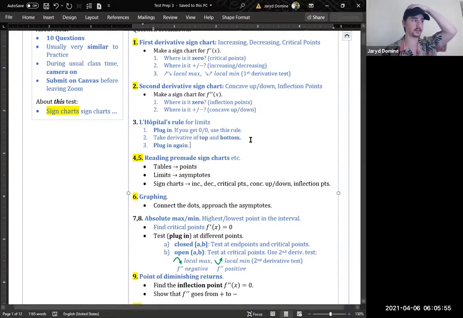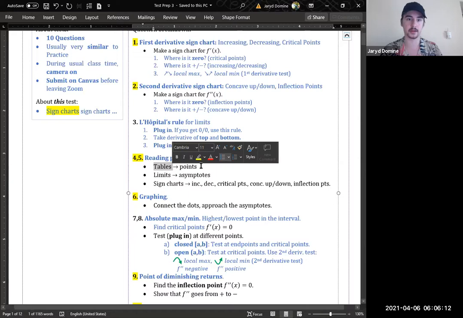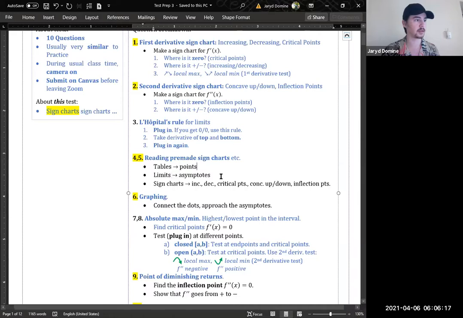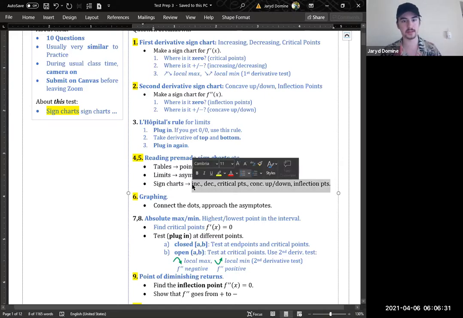Okay, 4 and 5. These are both about just reading stuff that's given to you. In 1 and 2, you made your own sign charts. In 4 and 5, they're going to give you sign charts, and they're going to give you tables and limits. And you have to turn those into what it's asking for. The tables give you points on the curve, like x and f of x. Limits give you asymptotes, horizontal or vertical. And sign charts for the first and second derivatives give you increasing, decreasing, concavity, all that stuff.